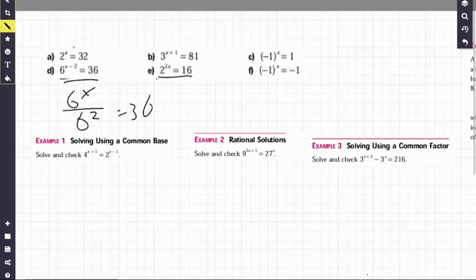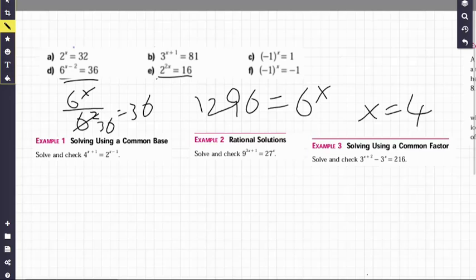Equals 36 and 6 to the 6. This is 36. So 36 times 36, that's 1296 equals 6 to the x. And this is just calculator work. Times it yourself. Do whatever. You should know that the x is equal to 4 in this case.